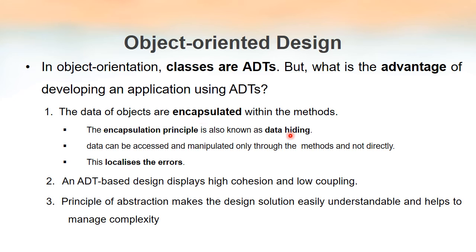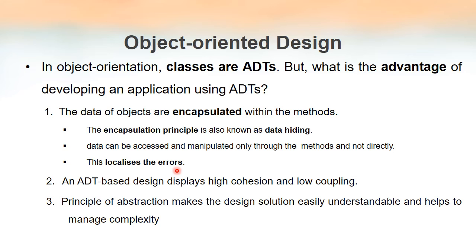It's also known as data hiding, and because of this, it localizes the errors, because all the errors within the object can be handled within the object itself. So when an error occurs, we can just go through the object in which the error arose. So error correction becomes easier.